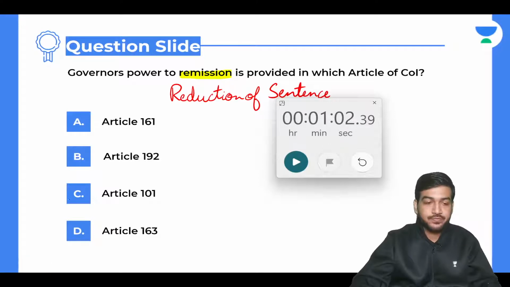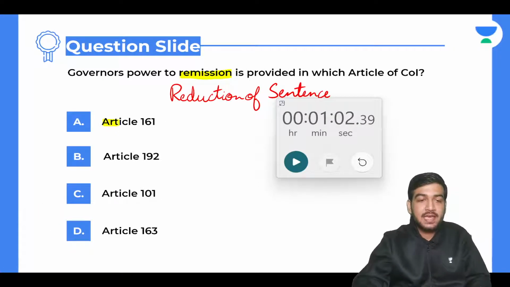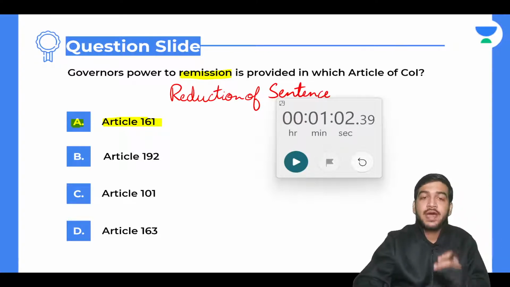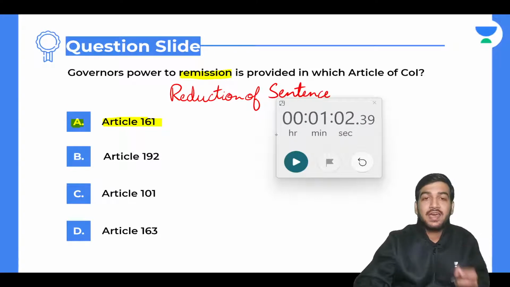So the answer to this question is A, Article 161. Article 161 is very similar to the one for the President of India, where the governor has the power to remit, reduce the sentence. Under this, the governor can deal with everything except the death penalty.